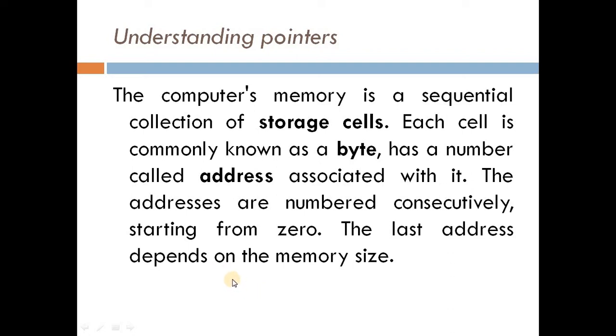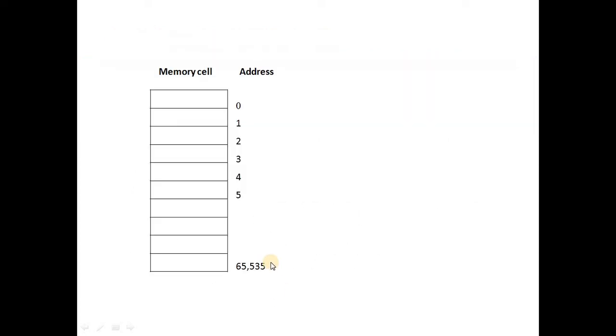So I hope you know how the computer's memory is organized from the fundamentals of computers. Each cell is known as a byte, which stores binary digits, and each byte has an address which is known as a memory address. The first byte's address always starts with 0. We shall see in the diagram over here. This is the consecutive memory location.